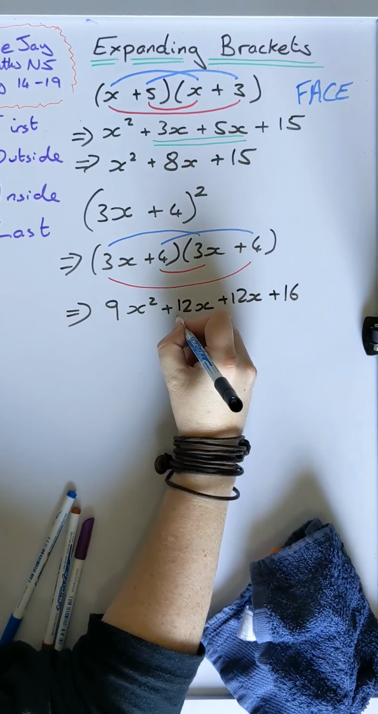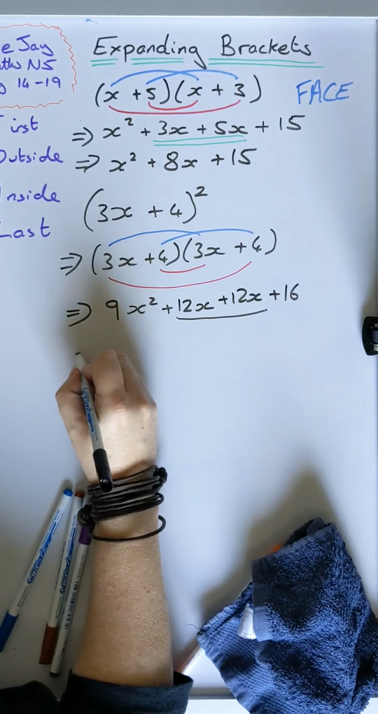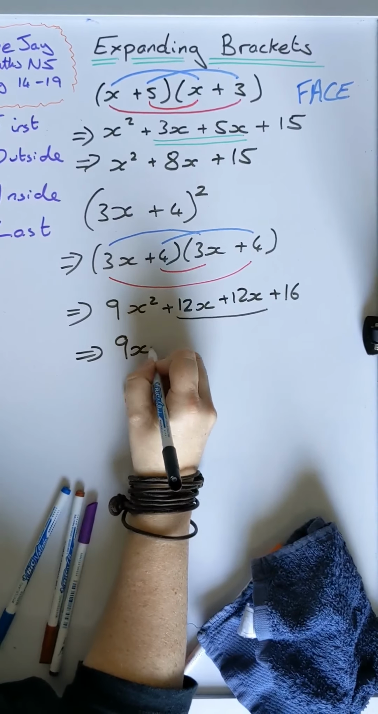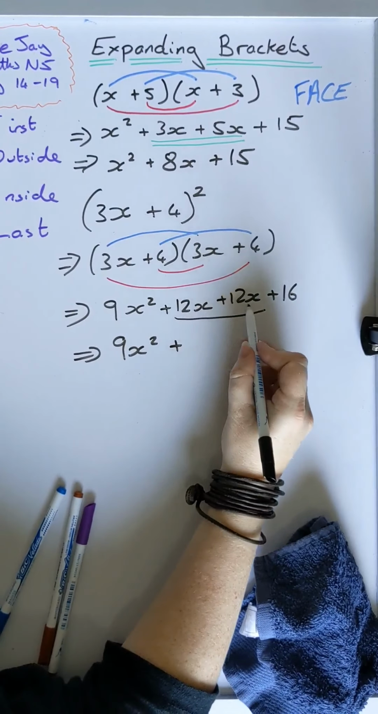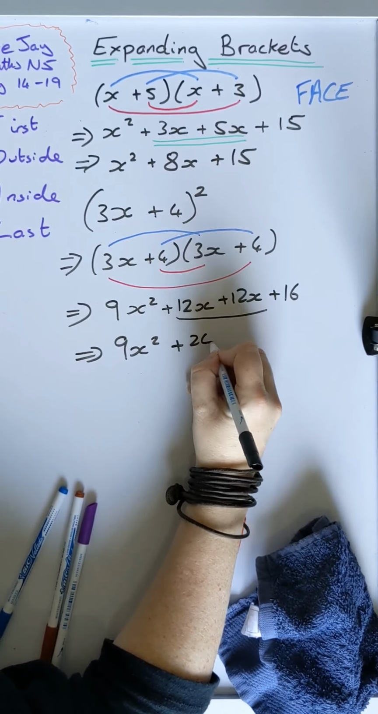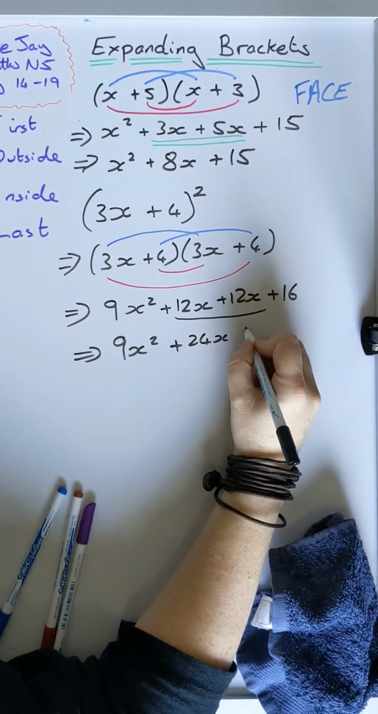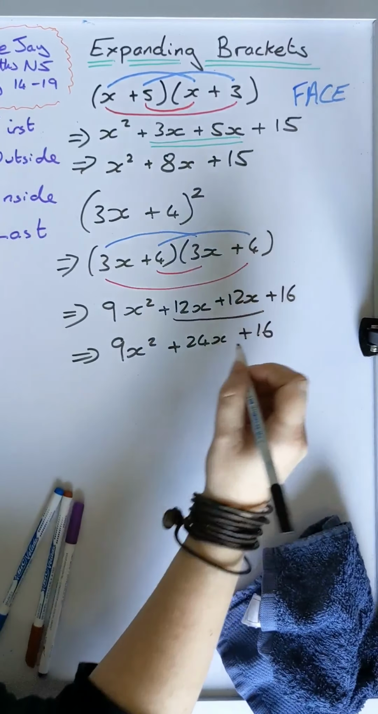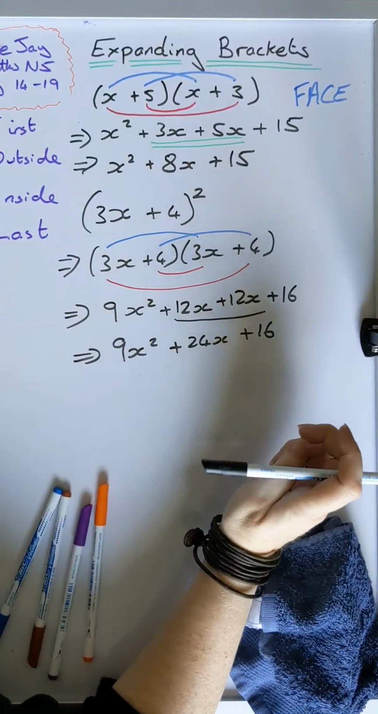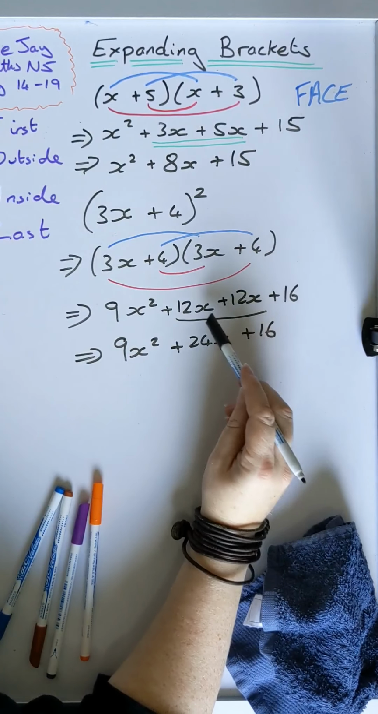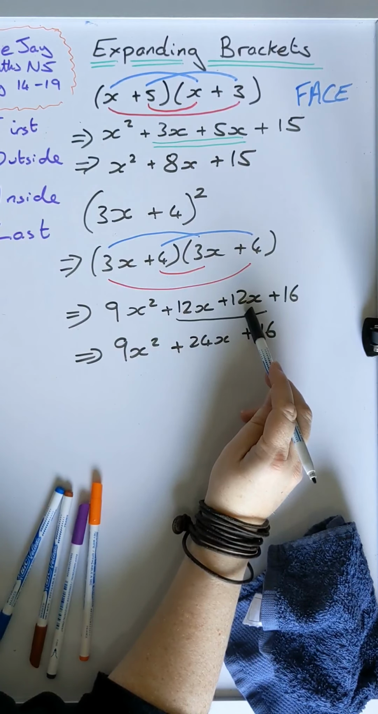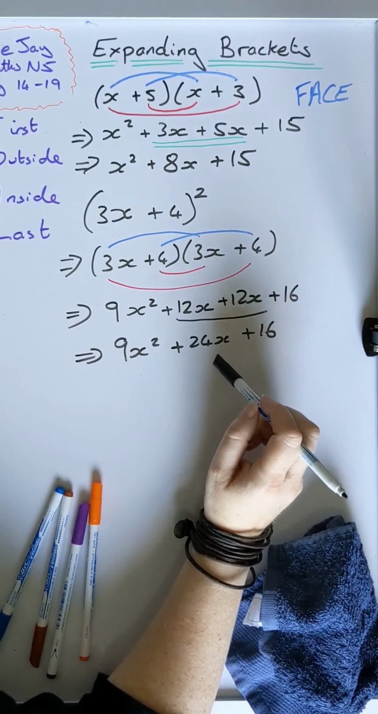And again, this bit here can be tidied up. So I've got 9x squared plus 12 plus 12 is 24, lots of x, plus 16. Now, one of the traps people often fall into is forgetting this is just an addition here. So it's not going to be an x squared, it's just adding.